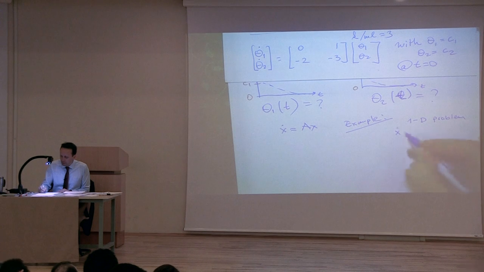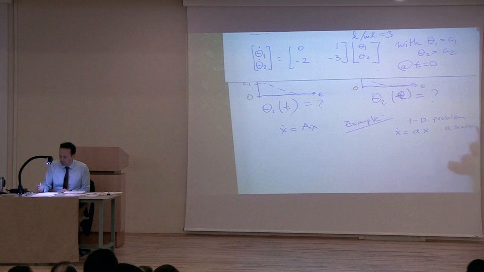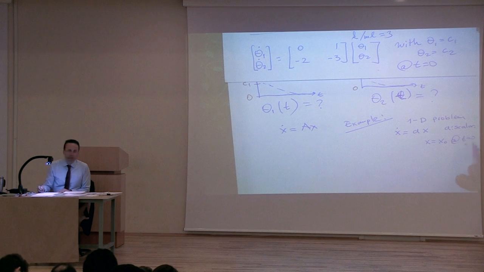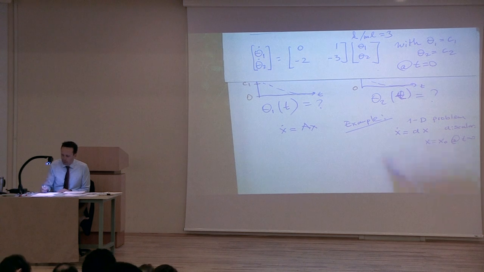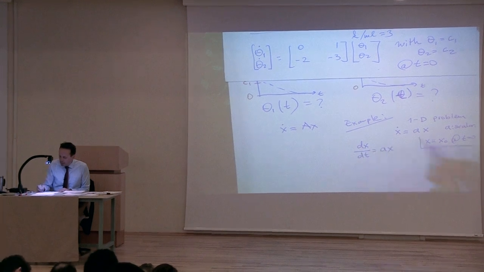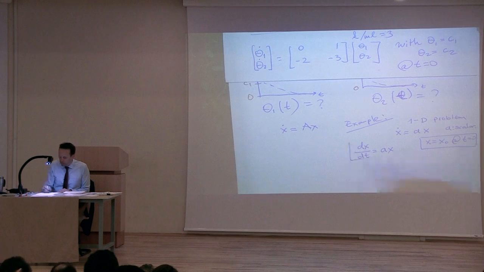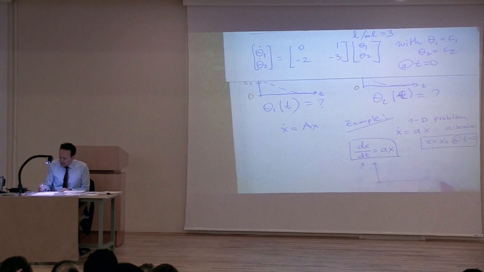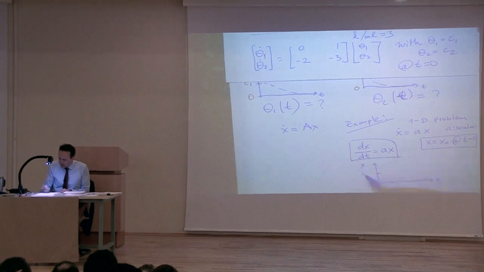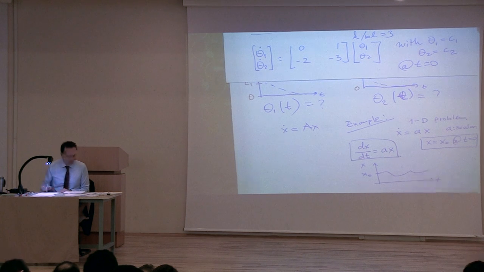Basically, if x dot was equal to a times x, where a is a scalar, and x is a one-dimensional vector. x is a real number. Okay? And x is equal to x0 at t equal to 0. So at t equal to 0, at the initial condition, x is equal to x0. And this is a differential equation. So x dot is basically this, dx/dt is equal to a times x, which starts at x equal to x0 at t equal to 0. So what I'm asking is, please find x as a function of time, if you start from x0. I want to see what this function looks like.